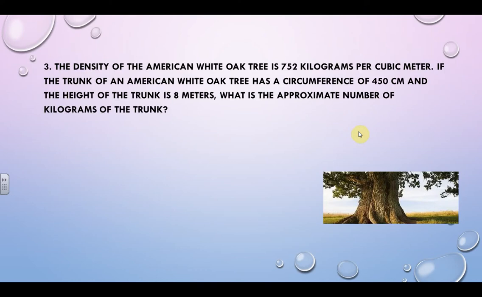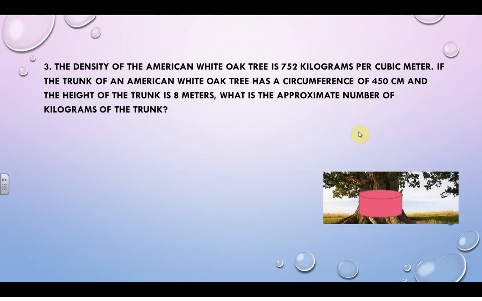Number 3. The density of the American white oak tree is 752 kilograms per cubic meter. If it has a circumference of 450 centimeters and the height is 8 meters, what is the approximate number of kilograms? So let's focus on, we got a lot going on.